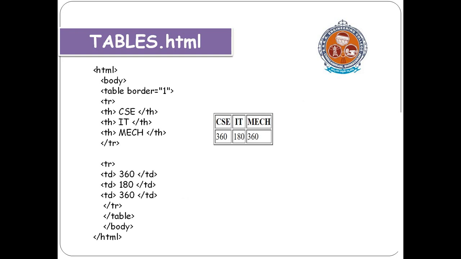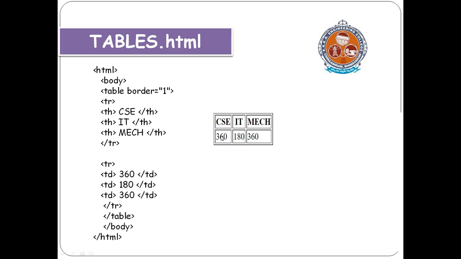So here I will explain one example clearly. Here I have mentioned our tables.html. This is our table, and just see, body, table border equals 1. That means this is the border. Whenever you mention border one, it displays a thick border. And then next, tr in the table, that is the table row.